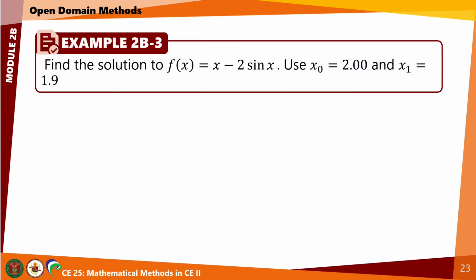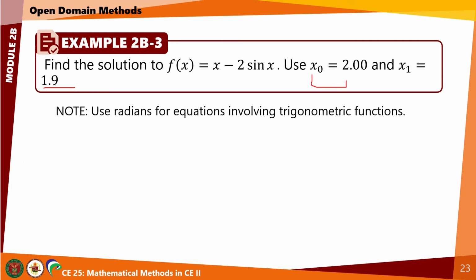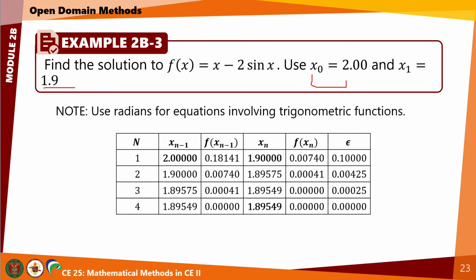Let's apply this to this example. We have a function na trigonometric, f of x equals x minus 2 sine x. We're asked to use two initial values, x sub 0 na 2 and x sub 1 equal to 1.9. Just a reminder, kapag nagko-code ka or kapag sa Excel ka, naka-radians, okay? Naka-radians yung angles natin, pag may trigonometric function. So, gamit rin tayong table.